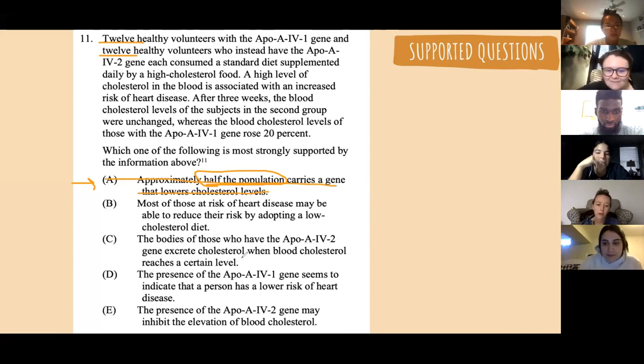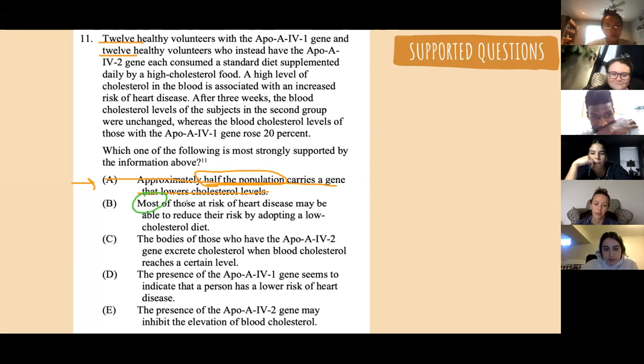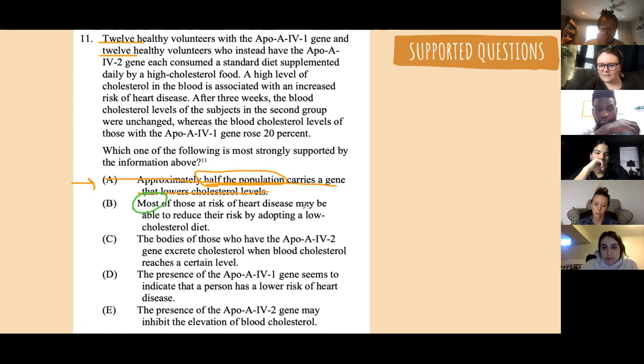All right, who has B? I do. Like "most" is a strong word, and also we can't assume that just by adopting a low cholesterol diet you're going to reduce your risk of heart disease. Yeah, maybe a person can, but there could be many other things you have to do to reduce your heart disease, right? And is cholesterol the only thing that impacts risk of heart disease? No. Excellent.